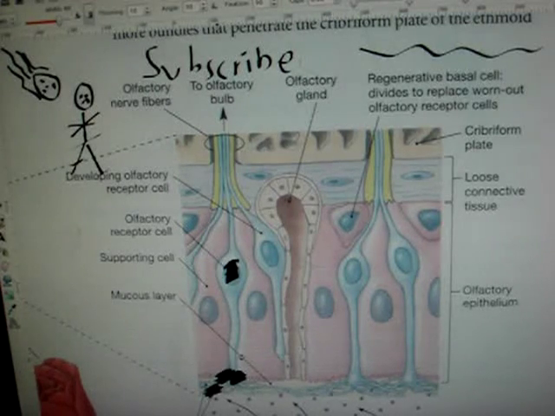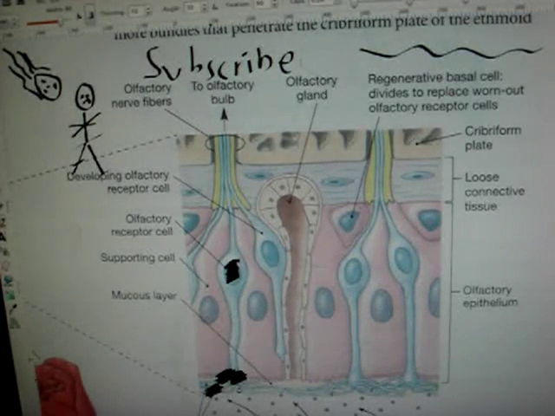What's going on here is, once this is stimulated, it goes up to the nerve cell, the olfactory receptor cell. And going back to the previous chapter with the action potentials, if one cell is stimulated, then all of them have to be stimulated or no action occurs. So I'm assuming that they will all send their information to the olfactory cranial nerve.